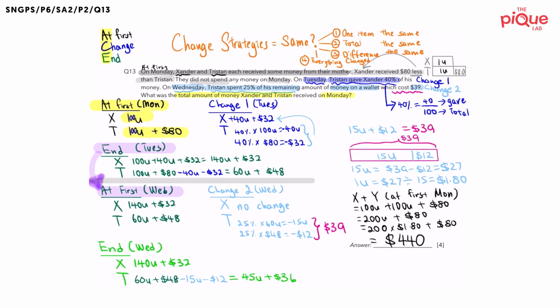$440. This question falls under the change strategies technique, which consists of the 4 types mentioned above. In this problem, we applied 2 of these strategies. Although this question is from the topic of percentages, the same approach can be applied to other topics such as whole numbers, fractions, ratios, and decimals.